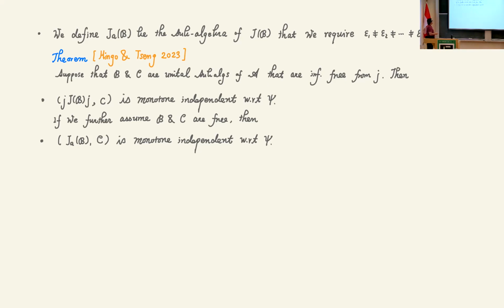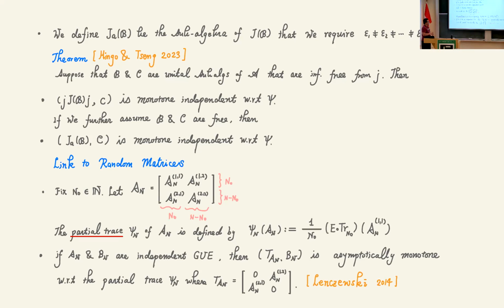And now let's see some link to random matrices. First, if we fix something a not in M, then we consider some matrix, and we cut this matrix into four pieces, four blocks. Then what does a partial trace mean? The partial trace for a given matrix or random matrix is defined this way. Now we fix the a not.